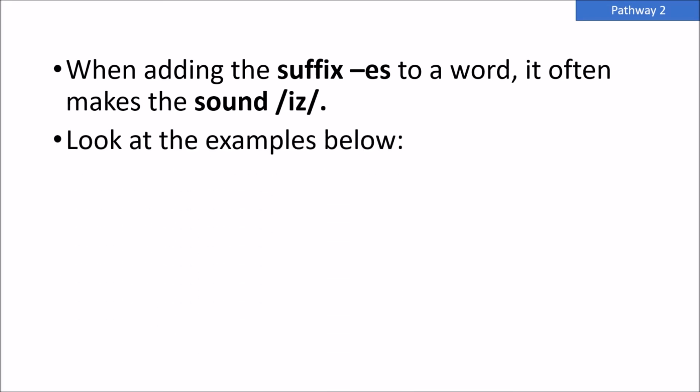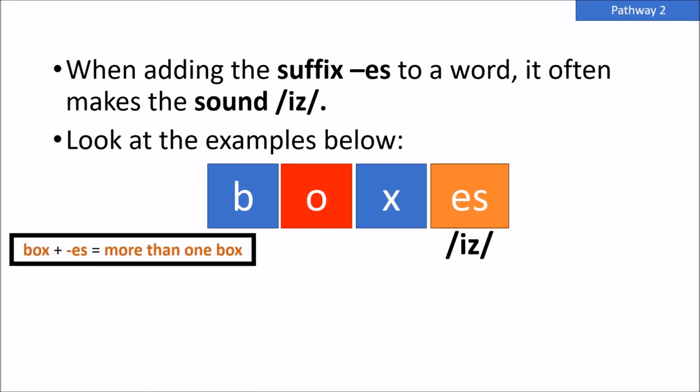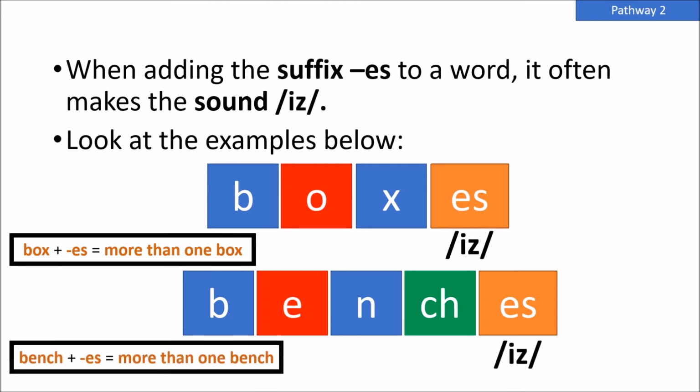When adding the suffix es to a word, it often makes the sound iz. Look at the examples below. Boxes. When we add the suffix es to the base word box, it makes the suffix sound iz. Box plus es means more than one box, because the base word is a noun. Our next word is benches. Once again, that suffix es makes the iz sound. So bench plus es means more than one bench, because the base word bench is a noun.